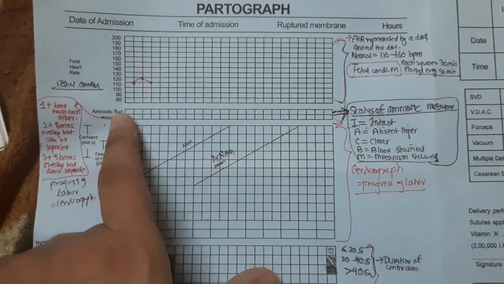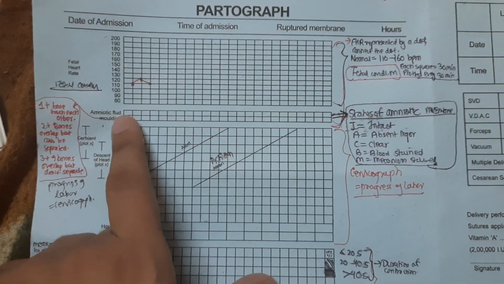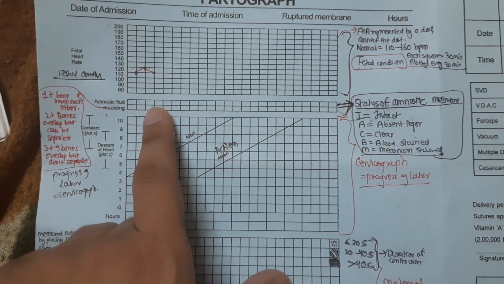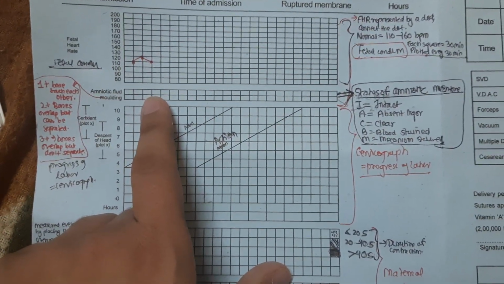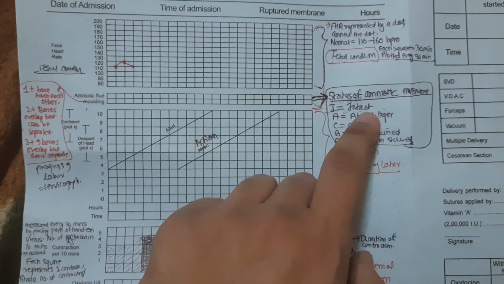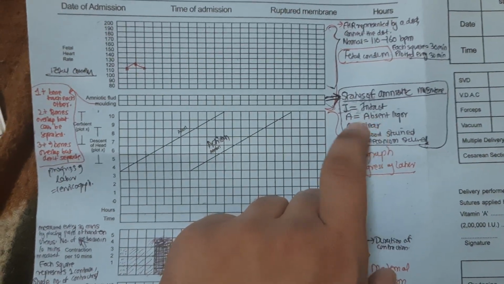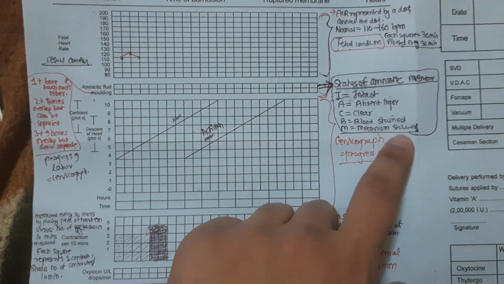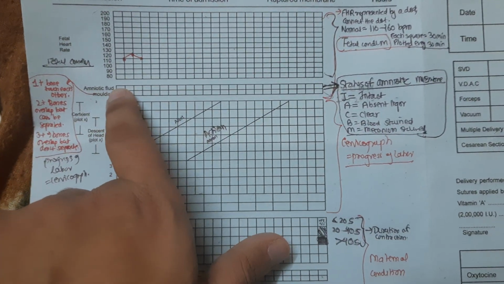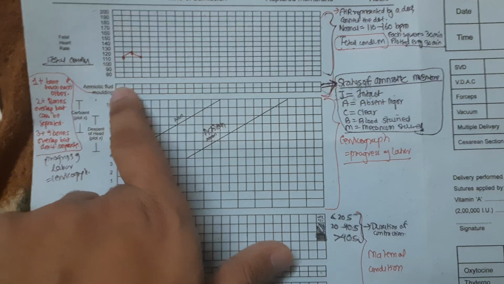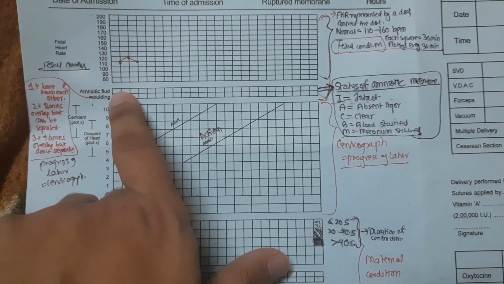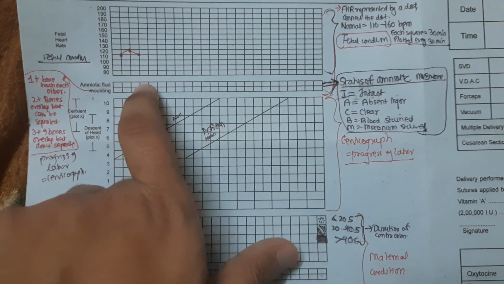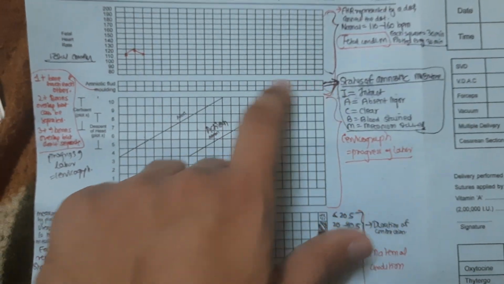Next we have the information about the status of the amniotic fluid. For this we have to mark the status according to the code: I for intact, A for absent liquor, C for clear, B for blood stained, M for meconium stained. If the membrane is intact, we write I. If it is blood stained, we write B. So we have to fill this gap.